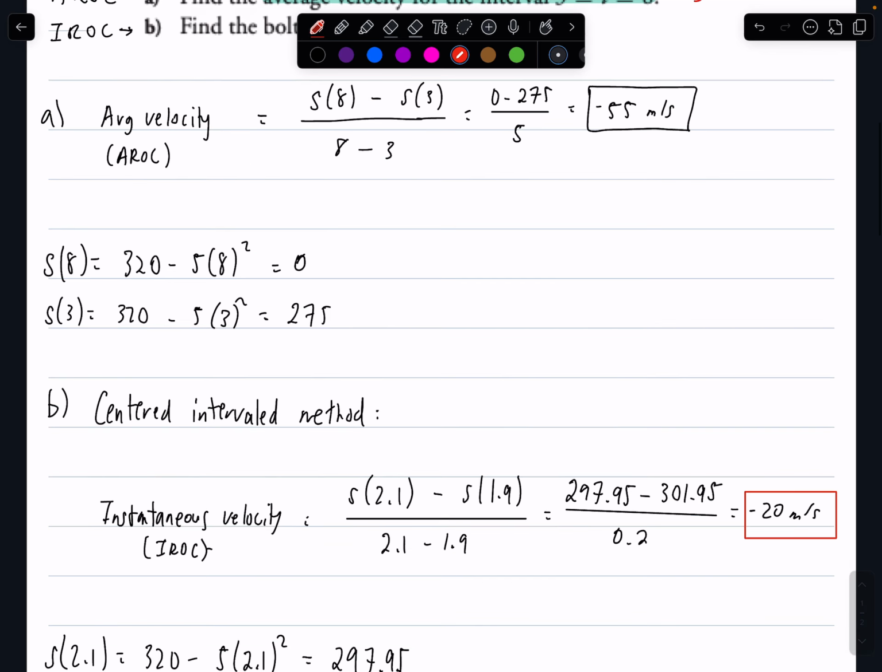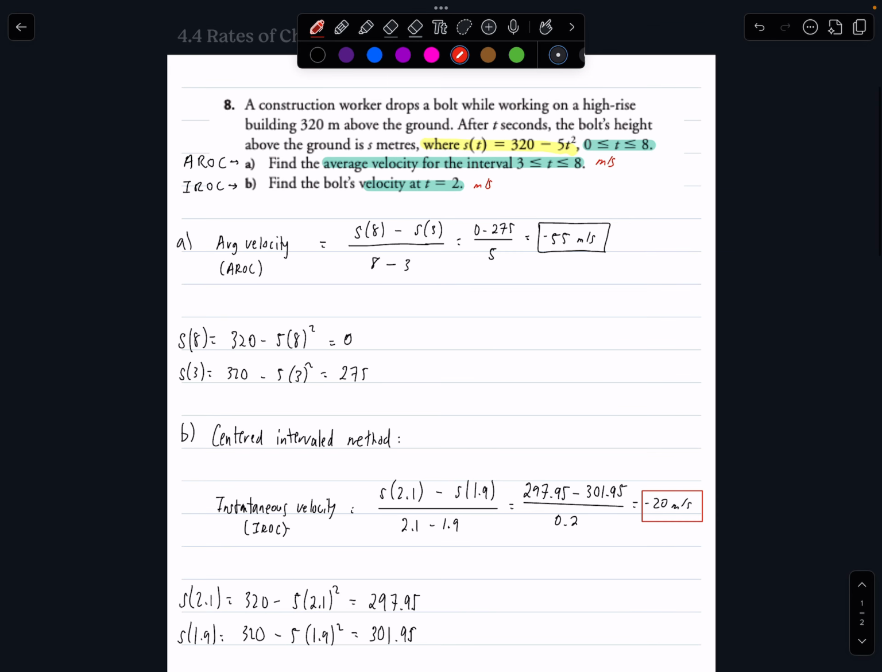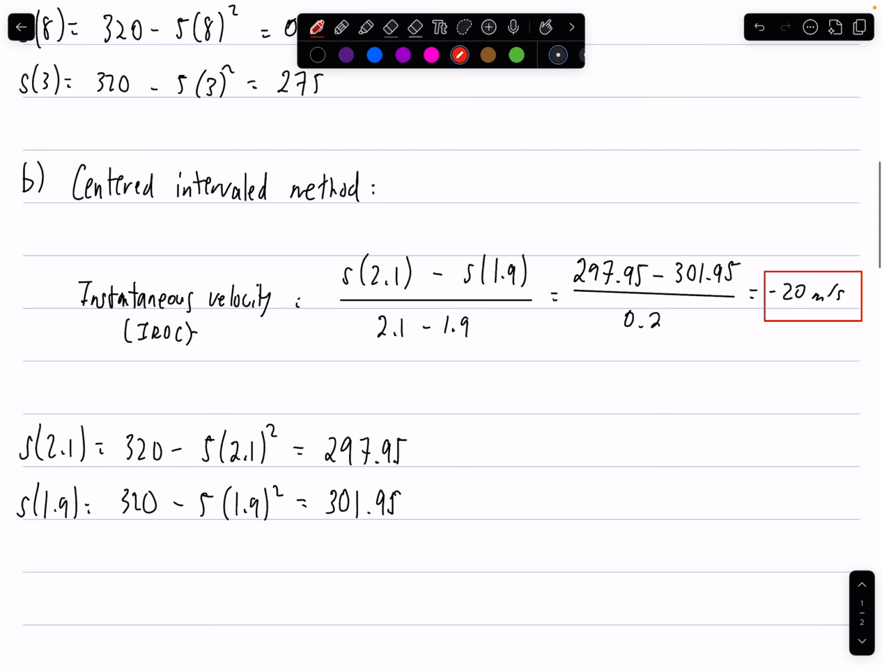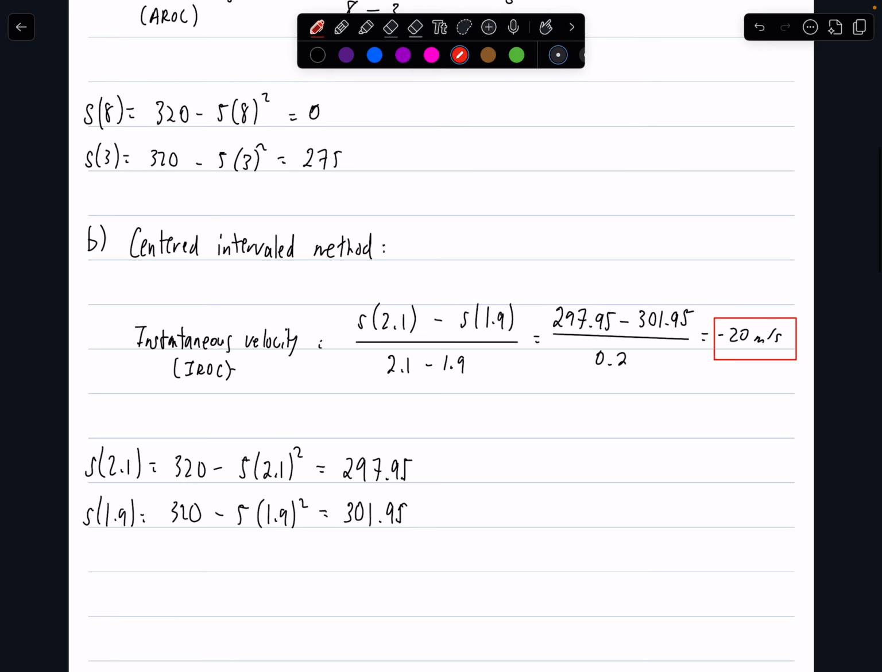Cool. So this is pretty straightforward. Average velocity, we're using the AROC because they give us 2 points, so it's really easy. S at 8 minus S at 3 over 8 minus 3. Find it out. And then centered interval method for approximating the IROC. So we need a point close to 2 on the right side and the left side. So 2.1 and 1.9.